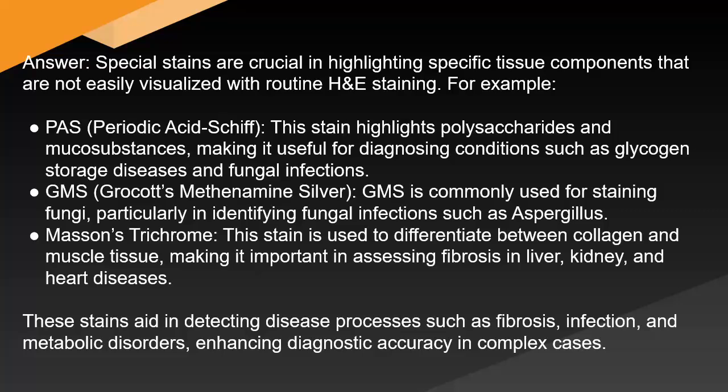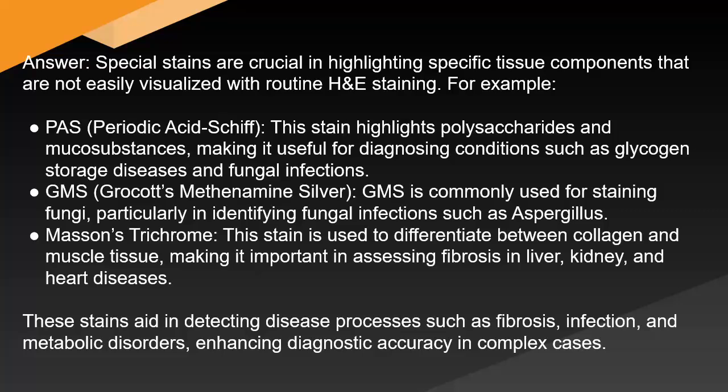For example, PAS, periodic acid-Schiff. This stain highlights polysaccharides and mucus substances, making it useful for diagnosing conditions such as glycogen storage diseases and fungal infections. GMS, Grocott methenamine silver. GMS is commonly used for staining fungi, particularly in identifying fungal infections such as Aspergillus.